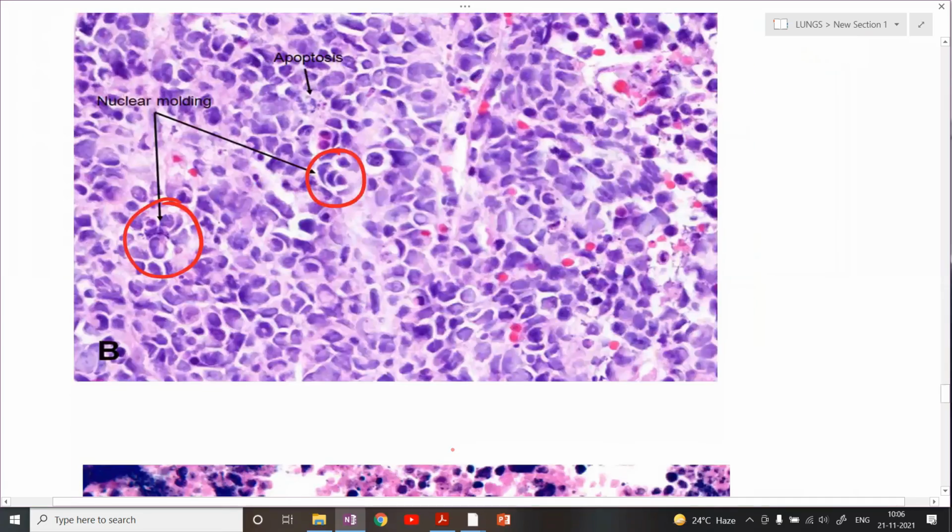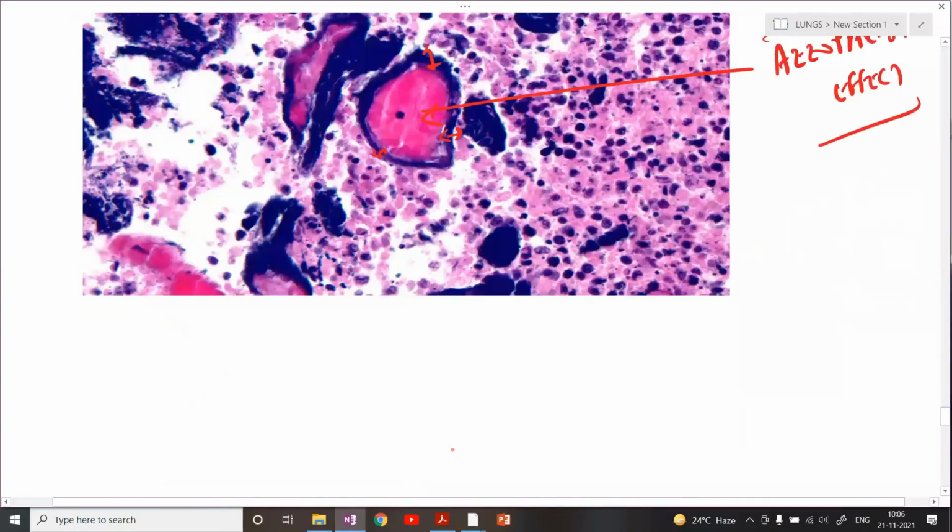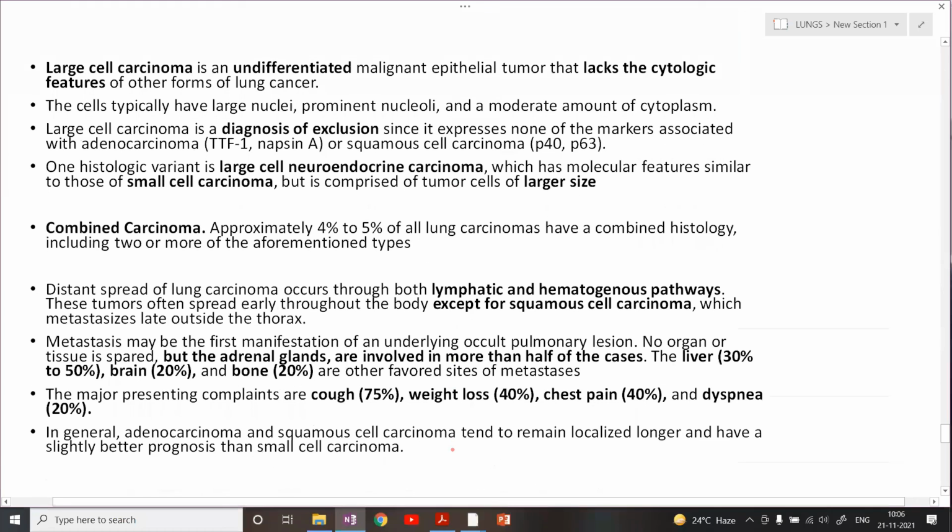Because of that, there's a problem. So I'm not going into details of that again. Okay. Now we come to the next tumor, that is the large cell carcinoma. Now, large cell carcinoma is a tumor, or rather a diagnosis of exclusion.